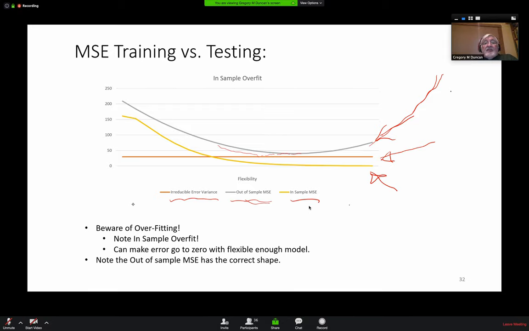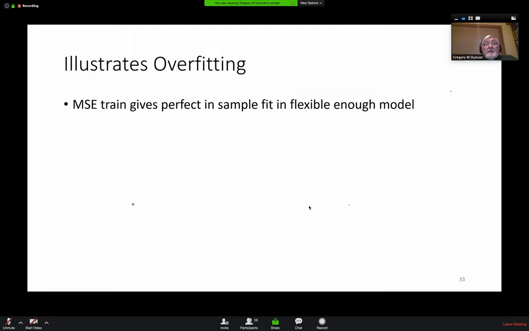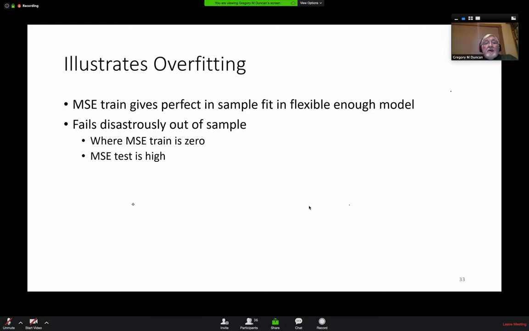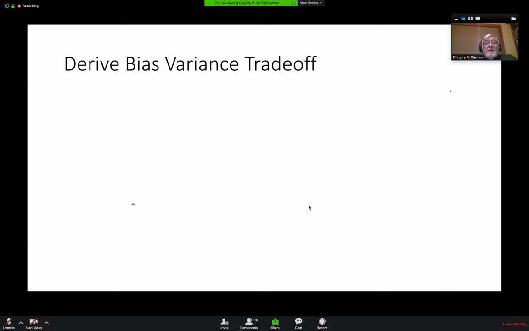Note the out-of-sample error seems to have the correct shape. That is, as the model becomes more flexible, your variance goes up. And we'll talk about this quite a bit more. So this illustrates overfitting. MSE training gives a perfect in-sample fit with a flexible enough model. That will fail disastrously out of sample. That is, if you take something that you didn't use to train and fit it, you will find you're way off. Your residual is just huge, even though the MSE train is zero. The MSE test will be very high. Okay. The testing MSE gives you a much better estimate of accuracy than the in sample.